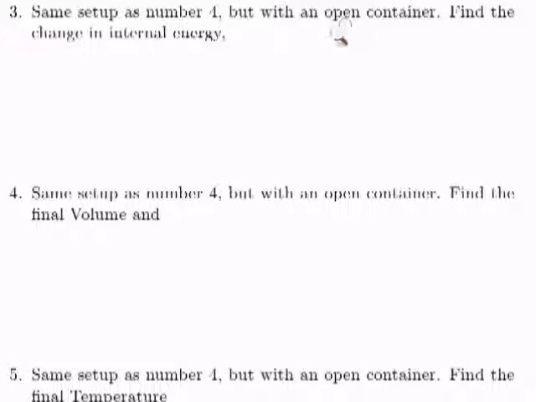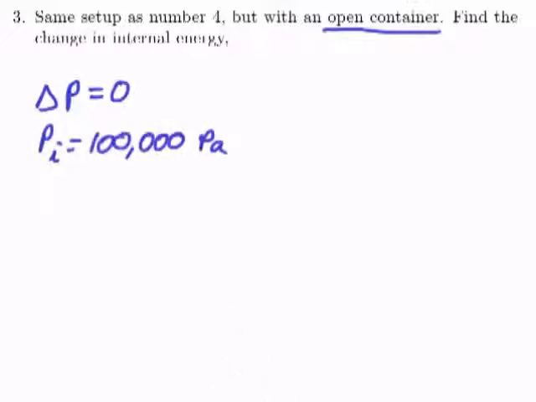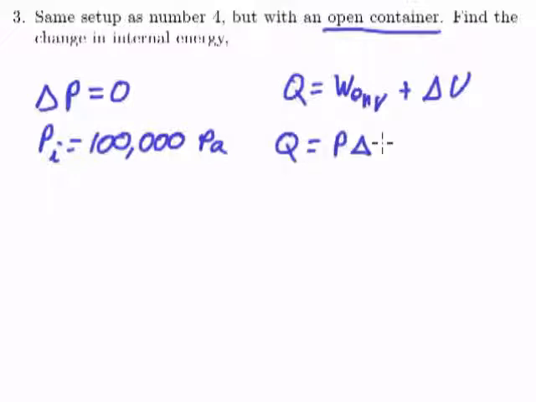Now for the rest of the problem, we're going to have an open container and find the change in internal energy. Now with an open container, there's a different constraint here. It's going to be delta P equals 0. And we're going to add the information that the initial pressure was 100,000 pascals. Once again, we're going to apply the first law of thermodynamics, but this time it's going to be Q equals P delta V plus delta U.